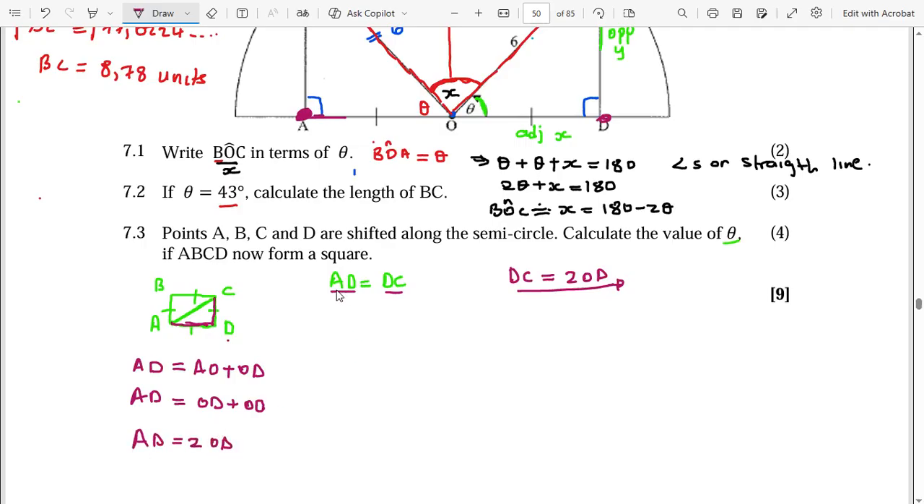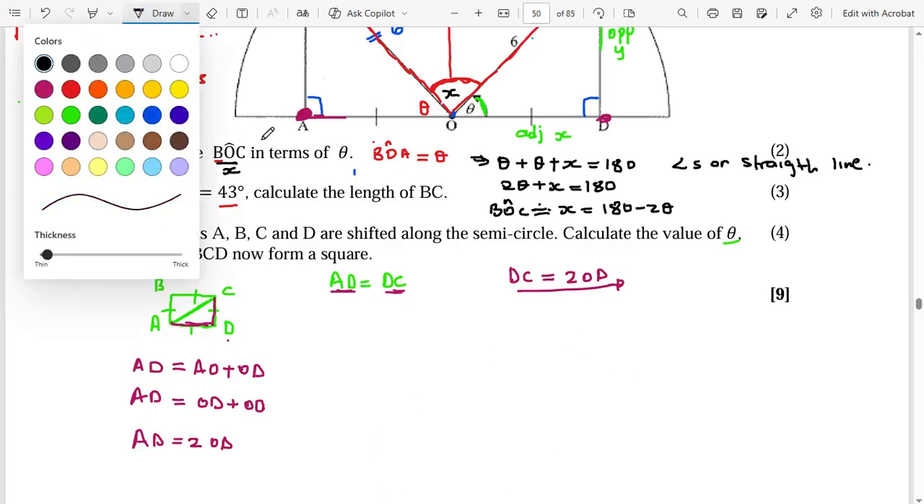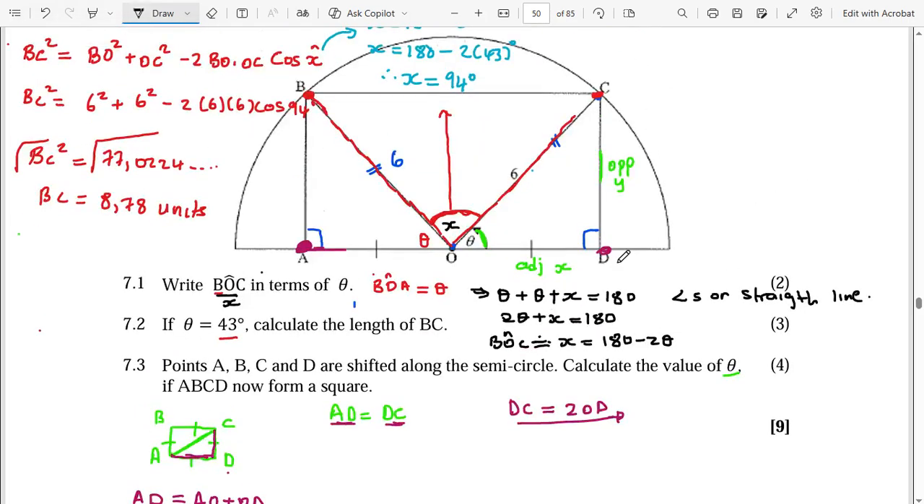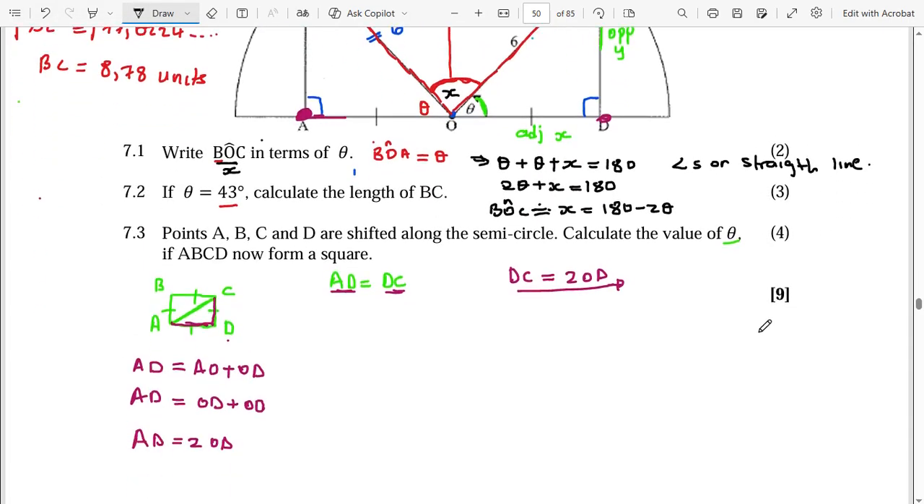And we are saying that AD and DC are equal. So what is DC now? DC is 2OD. I think now you understand what's going on. And if we need theta, I'm going to say that in triangle ODC. I'm going to write down for the marker to understand which triangle I'm working on. In triangle ODC, then I'm going to say that the theta, look at what I have.